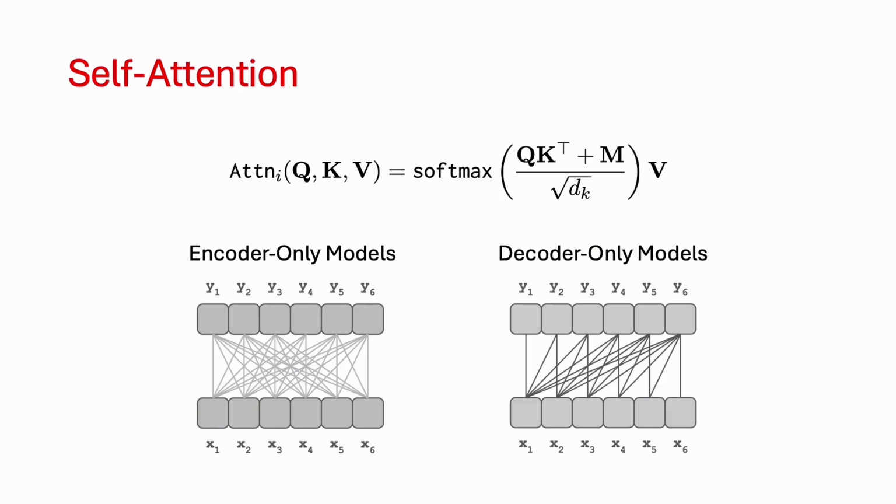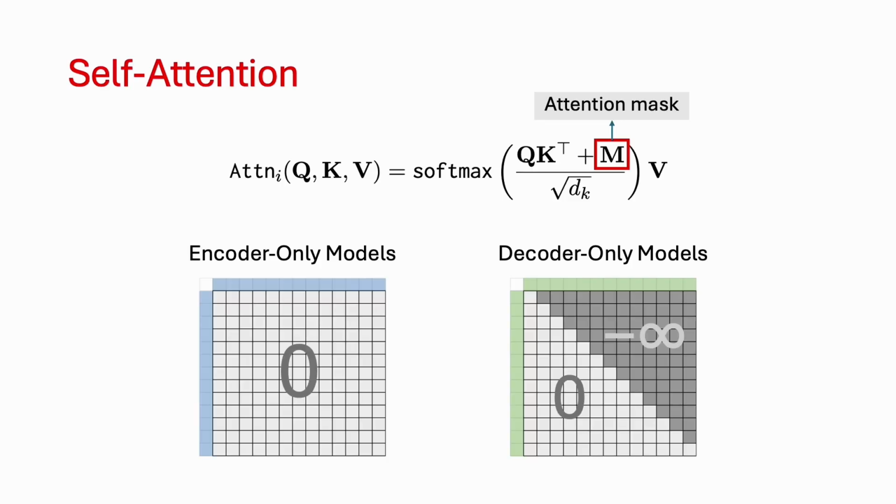Under the hood, both encoder and decoder-only models use the same core mechanism of self-attention. The main difference lies in how attention is applied. Encoder models use bidirectional attention, which means every token in the sequence attends to every other token, while decoder-only models use causal or unidirectional attention, which means a token can only attend to the preceding tokens in the sequence.